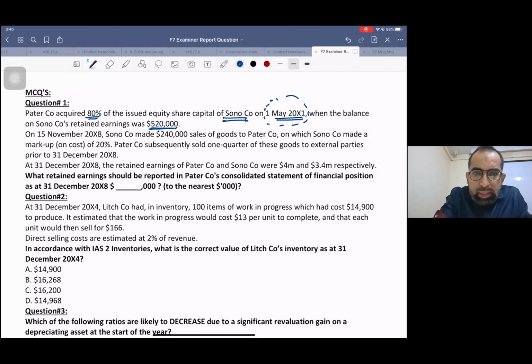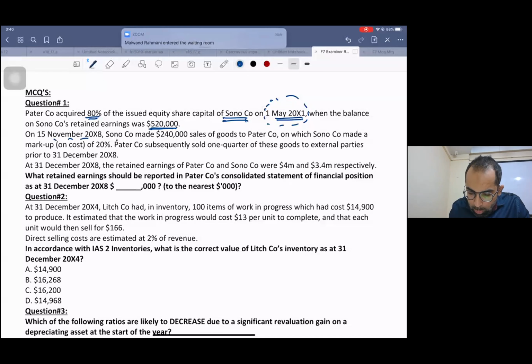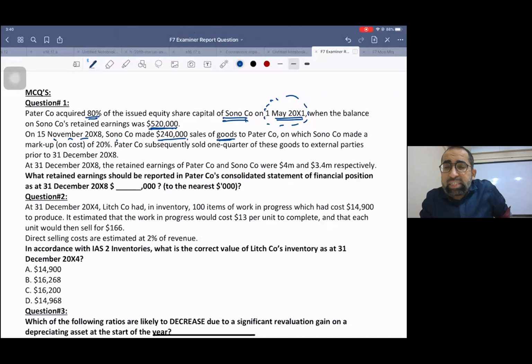Now, on 15th November X8, see, the acquisition date is X1, like 7-8 years back, and your reporting date will be after 7 to 8 years, right? On 15th November X8, Sono Company made 240,000 sales of goods. That means it's an S to P sale, my dear student. Sono sold goods to P. It's an S to P sale of inventory, not fixed assets, on which Sono Company made a markup on cost of 20%.